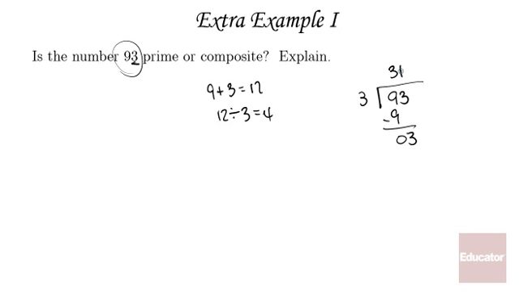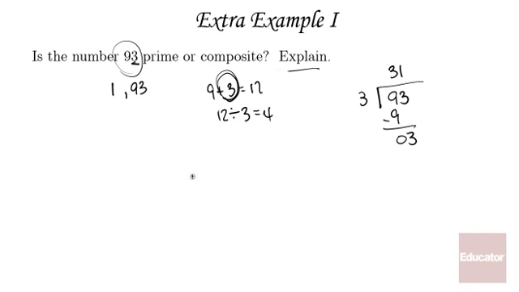Now at this point, just because I found one extra factor, I already know that this number is a composite. I know it has the factors of 1 and itself, and now I found an extra one, 3. So at this point I can stop, and I know that 93 is a composite.